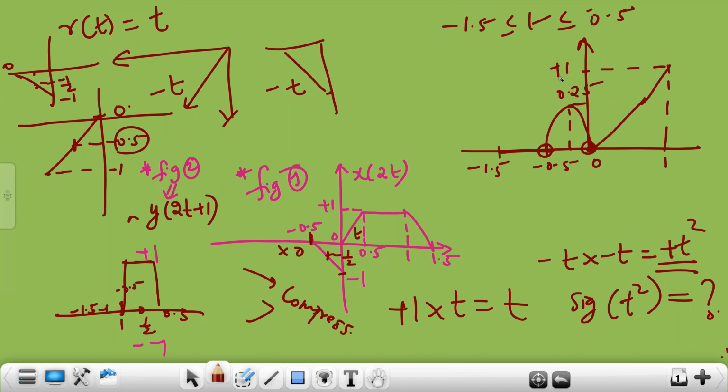Now, this is still half, that is 0.5. After 0.5, do you have any signals to plot? There is no signal in y of 2t plus 1. If you consider y of 2t plus 1, after 0.5 you don't have any signal at all. That is, it is 0. So 0 into any factor will become 0. So it will come back to the x-axis. So this is the final plot that you are getting. This is nothing but the product of the two signals x of 2t into y of 2t plus 1.